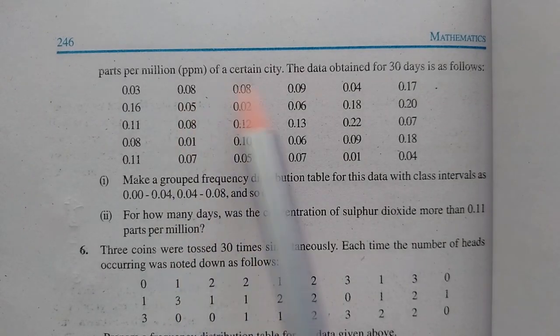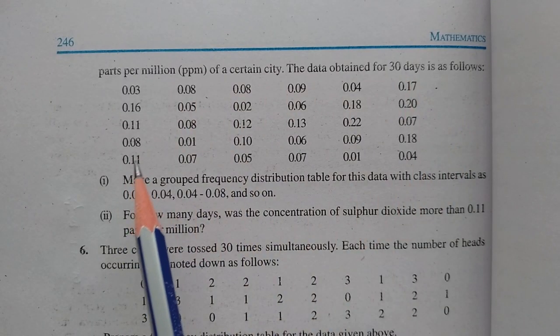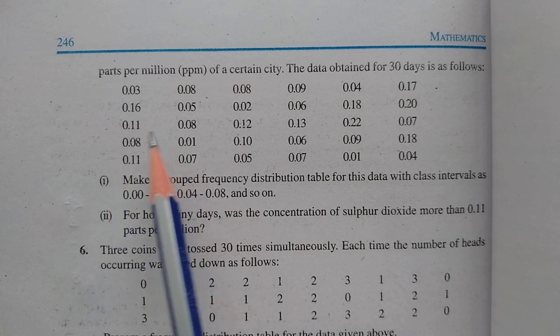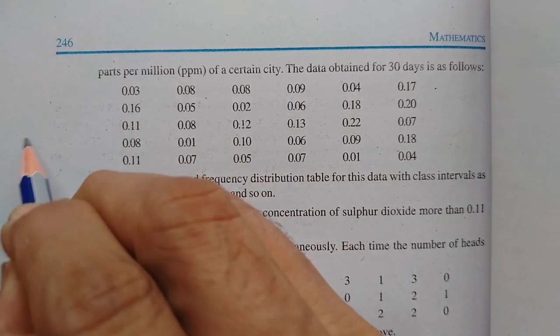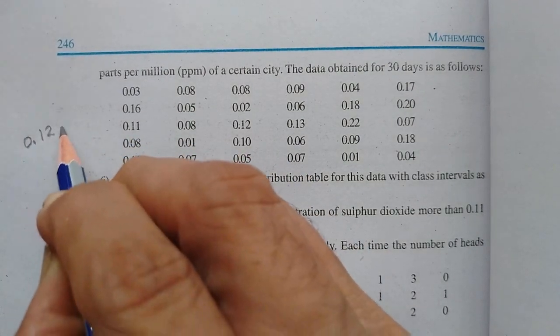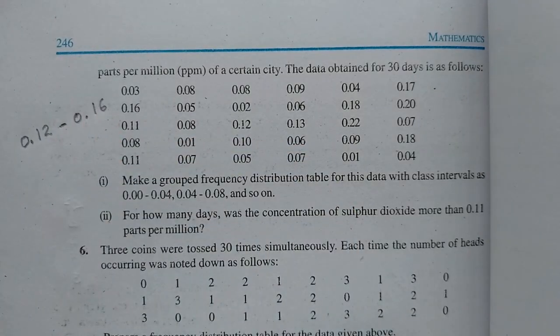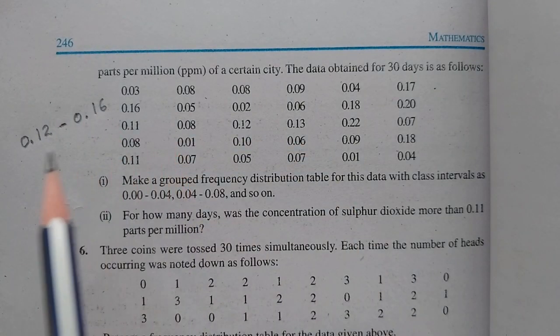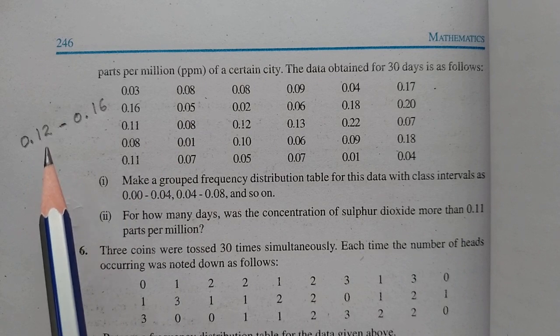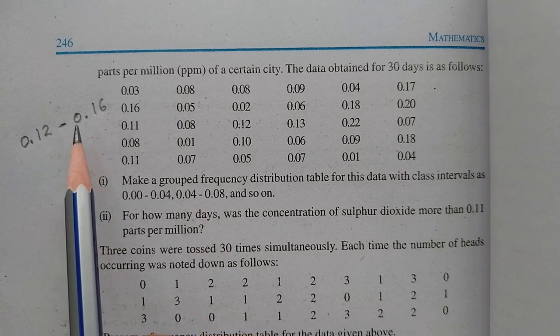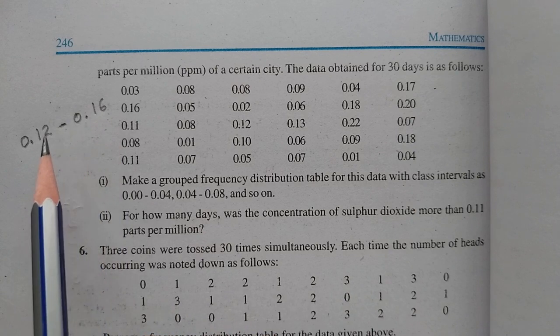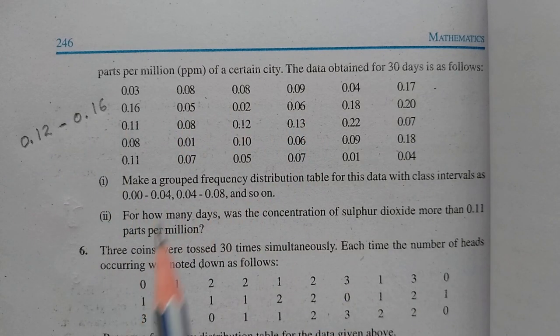Now children, this is the table. Our interval is 0.12 to 0.16, children. This is our interval. So we have to find out. Now children, remember one rule. So here 0.12 to 0.16. First of all, we have to make one, where it is given that we have to find out in this.